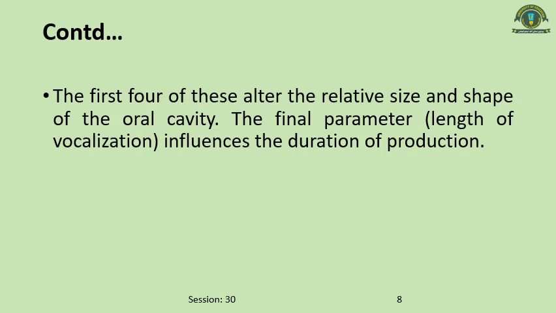But the final one, the 5th parameter, the length of vocalization, that influences the duration of production. Production of what? Production of vowel sound. Absolutely right. So always remember, the first 4 tell us the relative size and shape of the oral cavity. When we are producing a vowel, what is the shape and size of the oral cavity during the production of that particular vowel sound. But the 5th one, in fact, talks about the duration of the production. Are you getting my point?